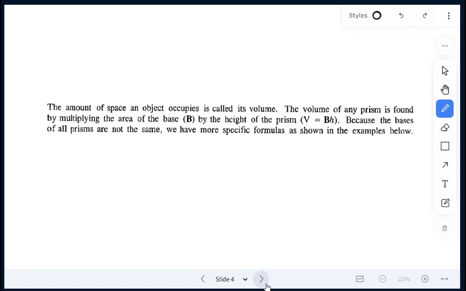All right, so we can figure out the volume of any prism by multiplying the area of the base, which is shown by capital B, by the height. So we can figure out the volume of any prism by calculating area of the base multiplied by height. So that capital B is the area of the base.